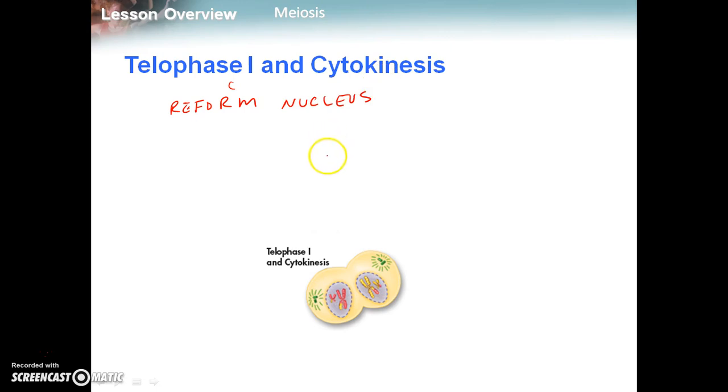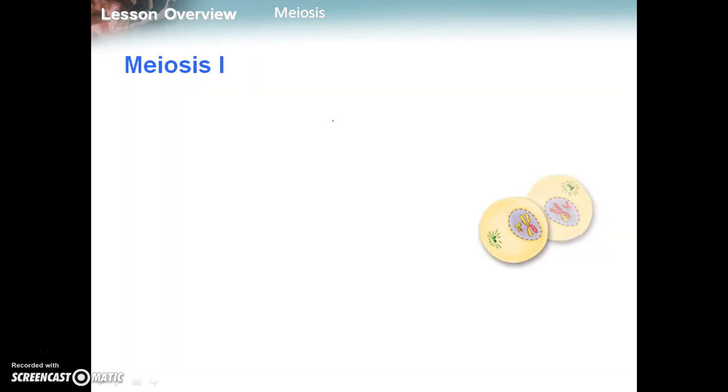And cytokinesis follows telophase 1, forming 2 new cells. Now, these cells are a little bit different. Our results are 2 cells, so we're going to have 2 cells called daughter cells. But these daughter cells are different than the daughter cells of mitosis.